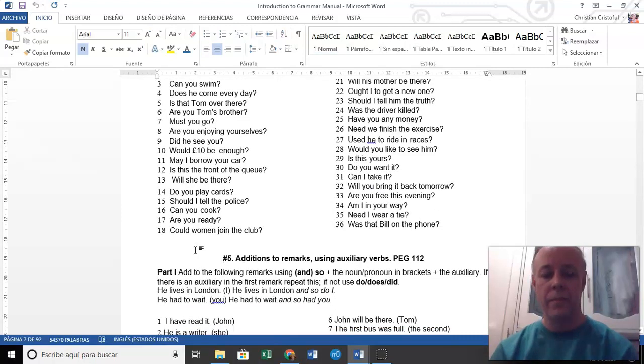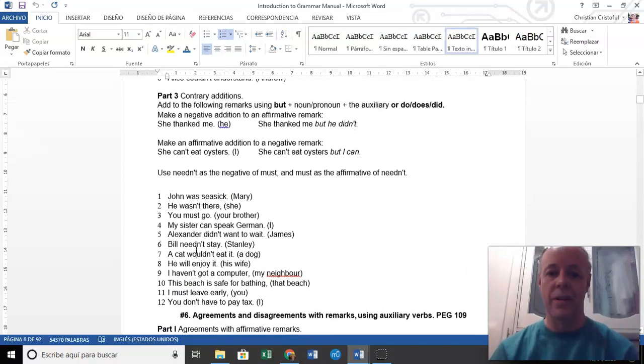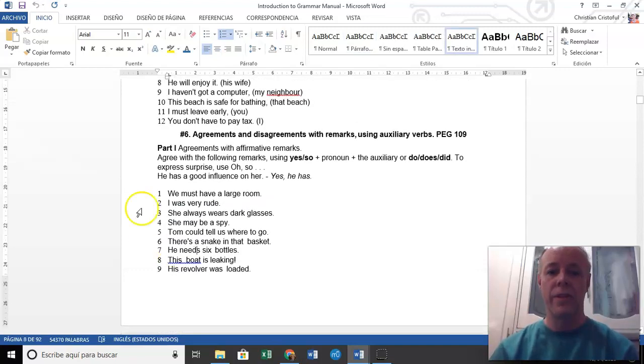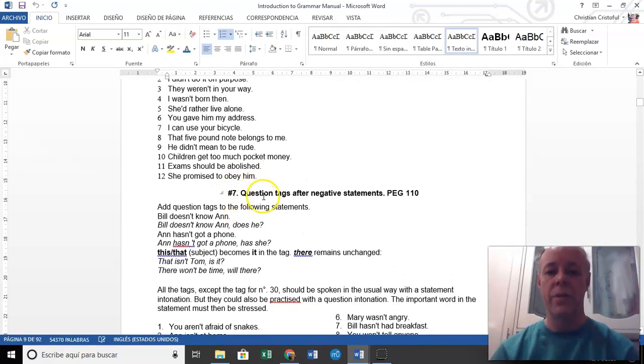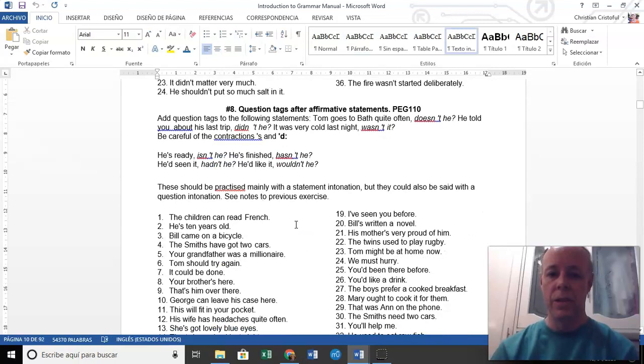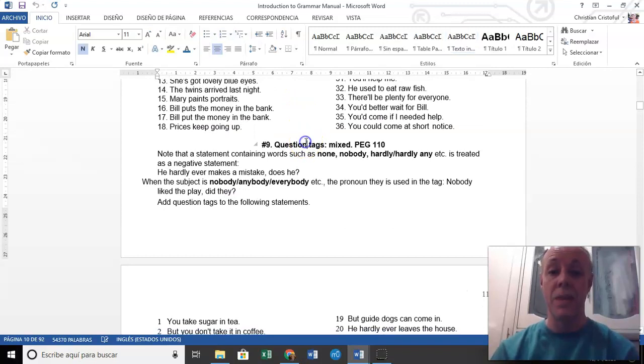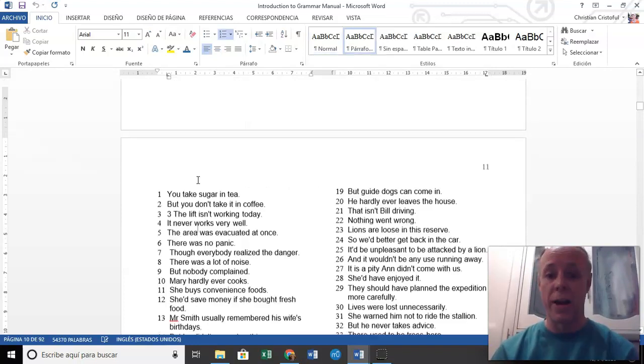And then number 5 has to do with addition to remarks. So do I, so had you, etc., etc. These are remarks. And then number 6 has to do with the same thing, remarks, but a little bit more difficult, with 3 parts. And then number 7 has to do with question tags. And you did all that. And then number 8, question tags after affirmative statements, and then mixed question tags. This is also an important exercise.